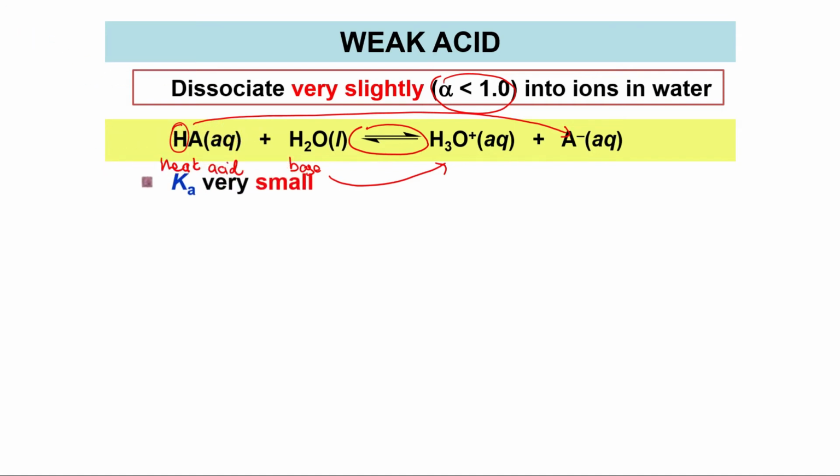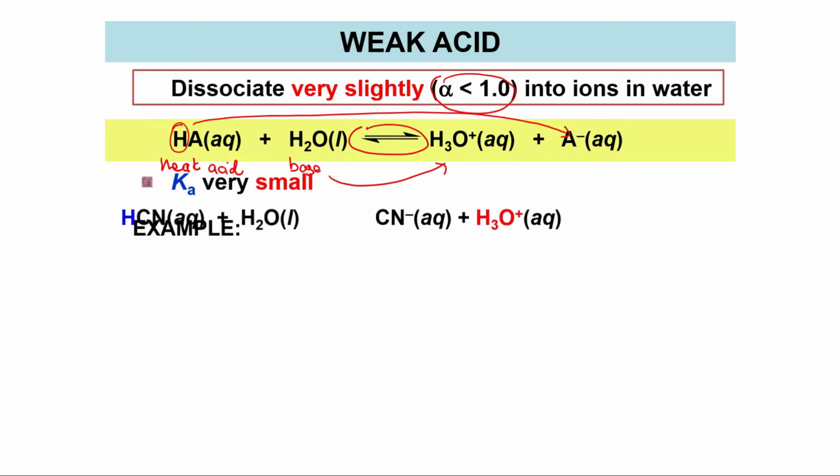Therefore, the Ka value is very small. Remember, Ka stands for acid dissociation constant. The larger the Ka value, the stronger the acid. So that means the smaller the Ka value, the weaker the acid.